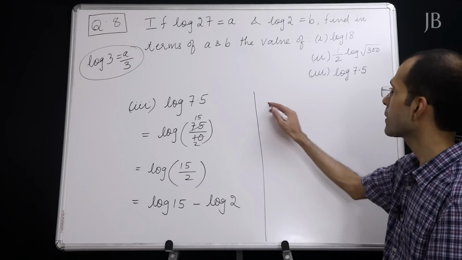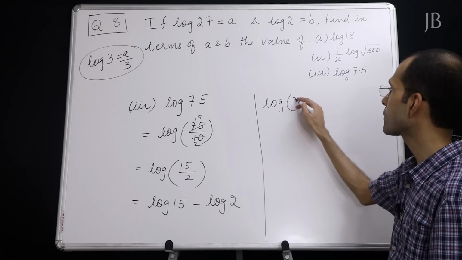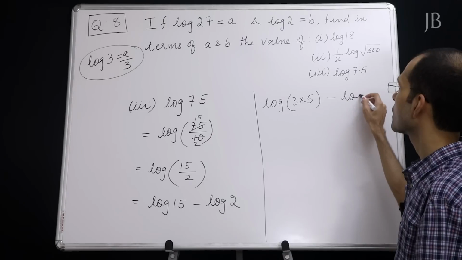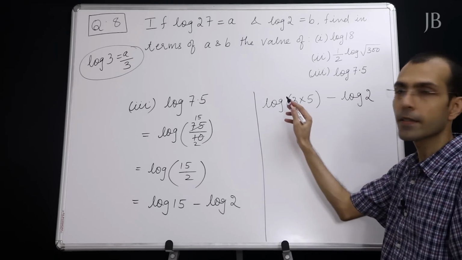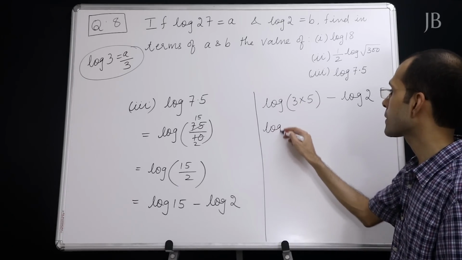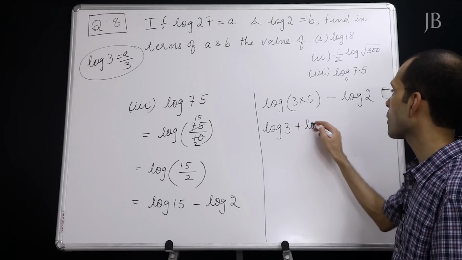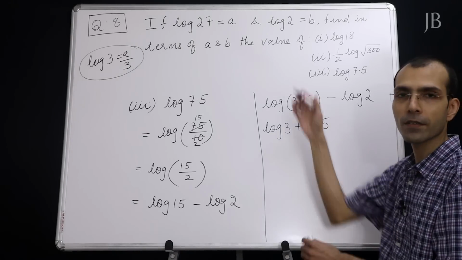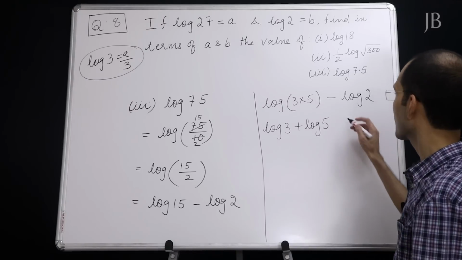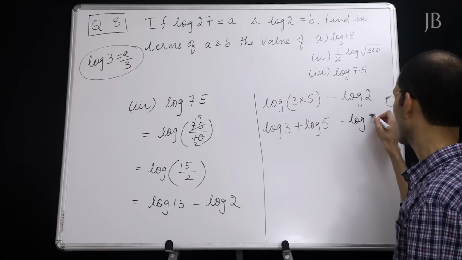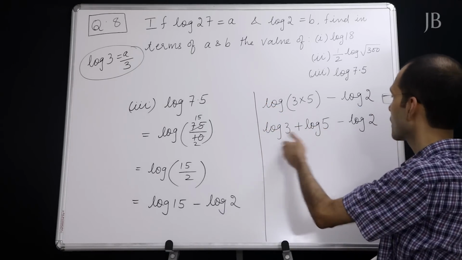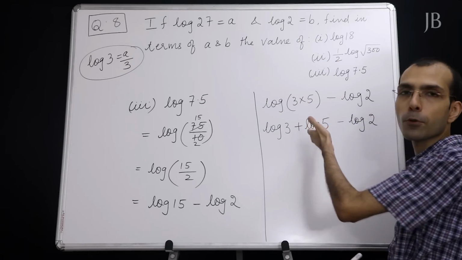We can decompose this. Log of 3 into 5, that's the best we can do, minus log of 2. This is again log AB. So it will be log A plus log B. So it will be log 3 plus log 5. If you get confused, go reverse. Log 3 plus log 5 will be log of 3 into 5. So we are correct. Minus log 2. This is nice. Now log 3 we know, a by 3. Log 2 we know, b. Problem is of log 5.